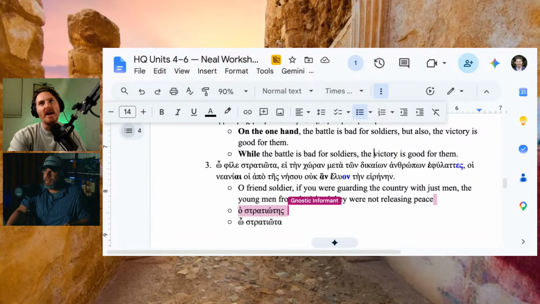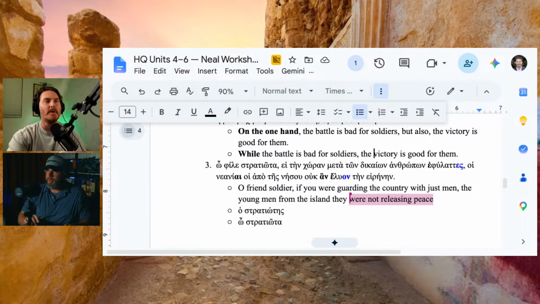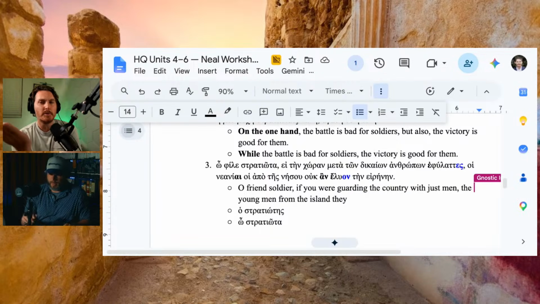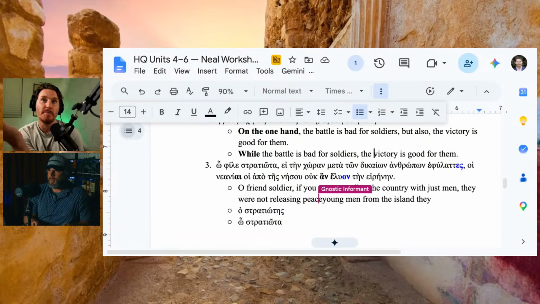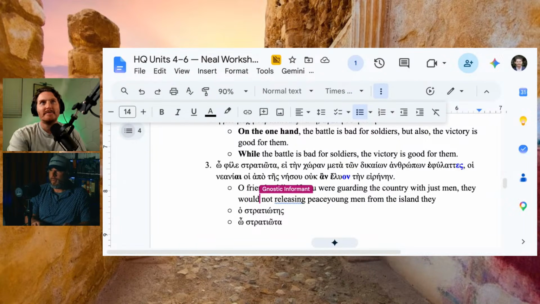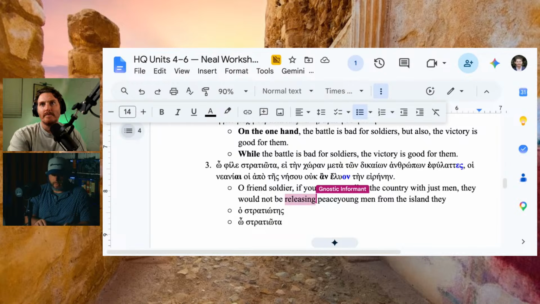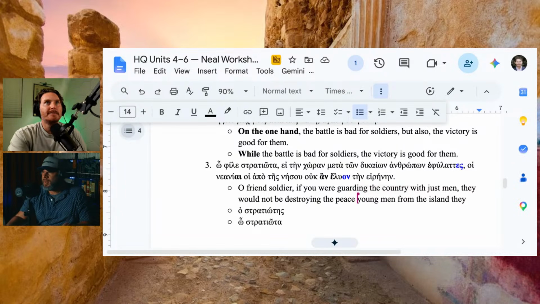Yeah, they would not be breaking the peace. You like to use the word destroy, right? So you could say destroying the peace. Yeah. Violating the peace. They would not be destroying the peace. Yeah. And who wouldn't be destroying it? The young men from the island.